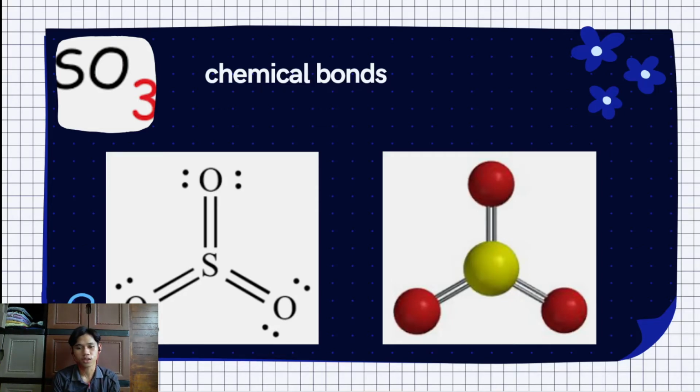The sulfur trioxide has polar bonds because oxygen is more electronegative than the sulfur atom, but the resultant dipole moment of sulfur trioxide is zero. So as a whole, sulfur trioxide is non-polar.